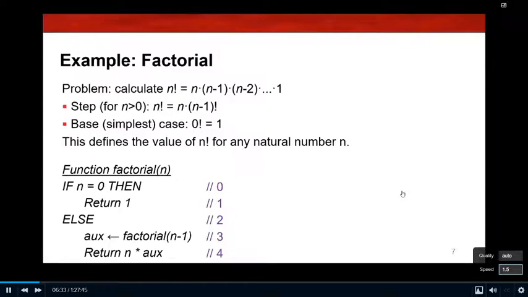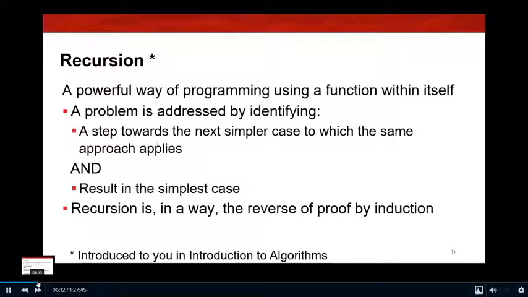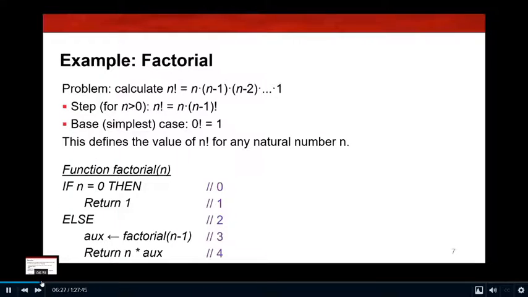If you remember from your maths way back when, we combine it with the other input in order to solve the larger problem. If you're familiar with proof by induction, it's almost like the reverse approach to proof by induction. So here's an example, factorial.